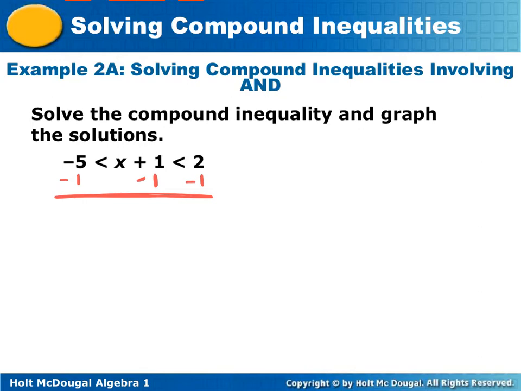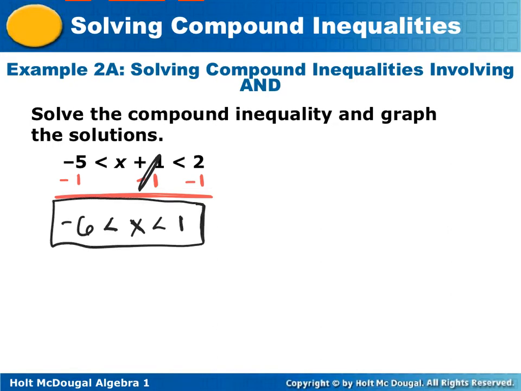Okay? So, looking at that, now it's going through and figuring out what's going to happen. Well, negative 5 minus 1 becomes a negative 6. You don't do anything to your inequality. That cancels out and it leaves you with an x. And then up here, 2 minus 1 is 1. Guess what we just found? Our new inequality. Negative 6 is less than x, which is less than 1.